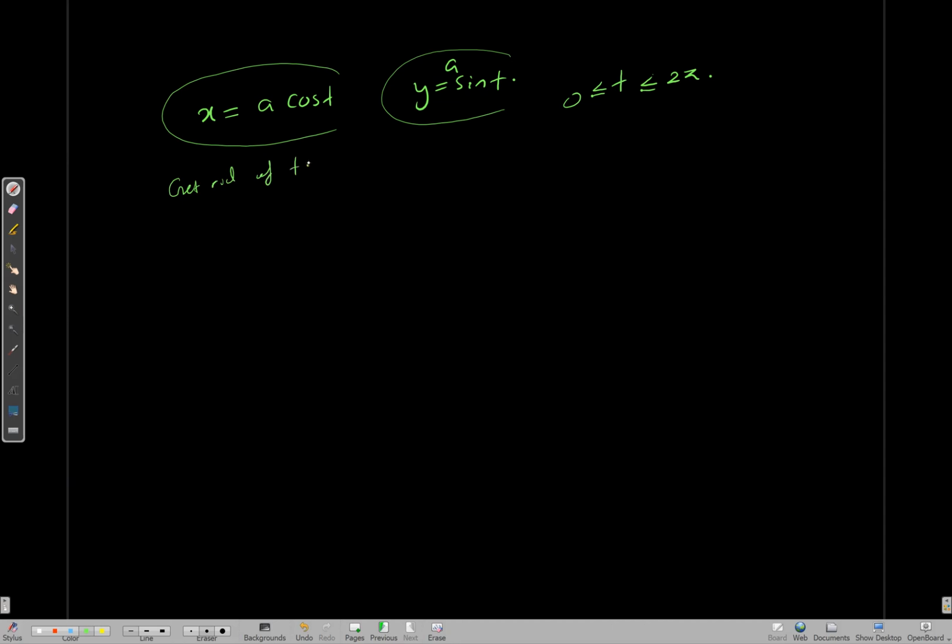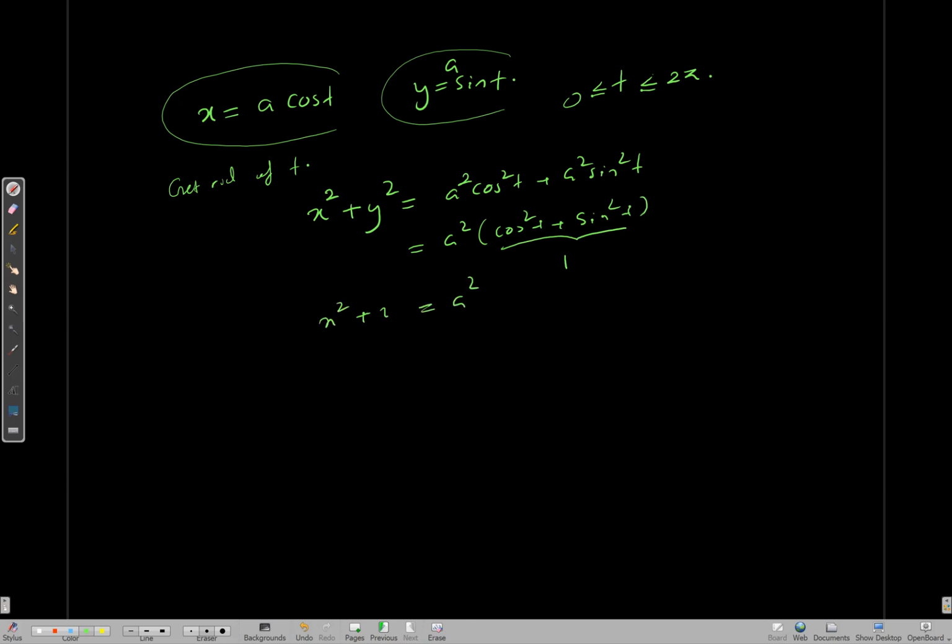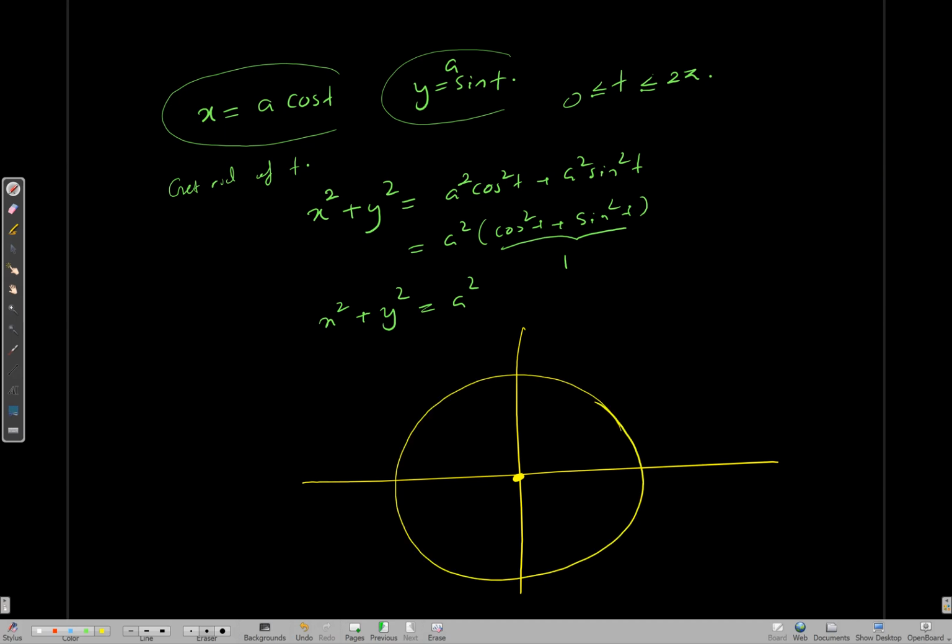And how do you get rid of t? So what can you see? x squared plus y squared. Now this is a squared cosine squared t plus a squared sine squared t. Now a squared can be taken out, then you have cos squared plus sine squared, that is always 1. So x squared plus y squared equals, sorry, a squared. That means this represents a circle with center 0, 0 and radius a. And why? Because it's 0 to 2 pi.